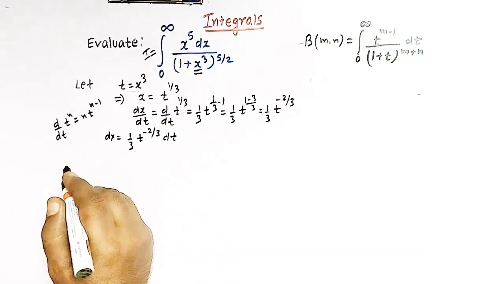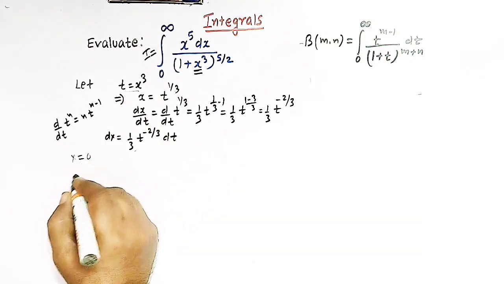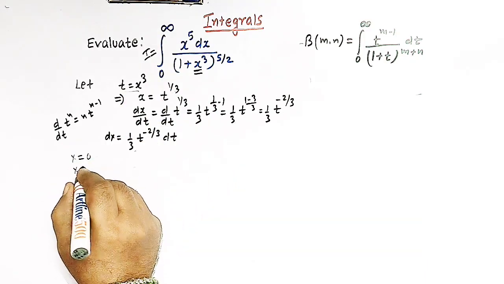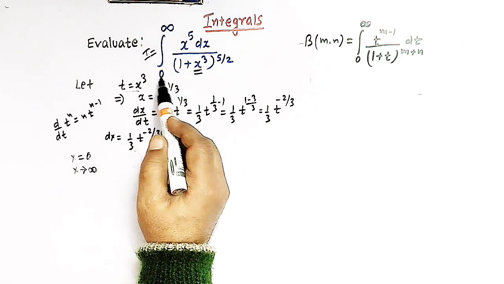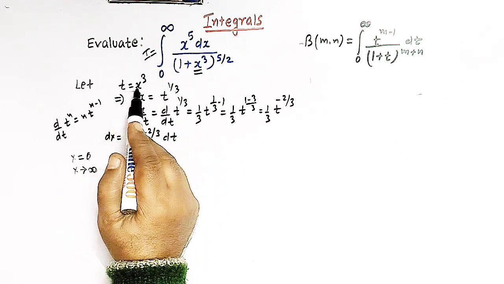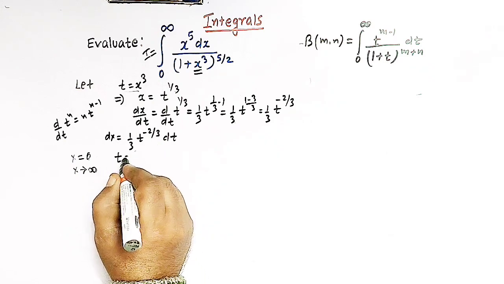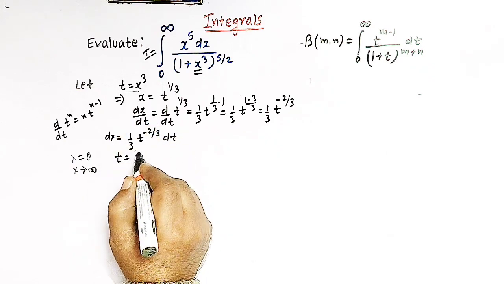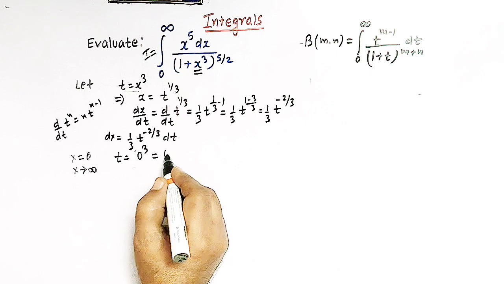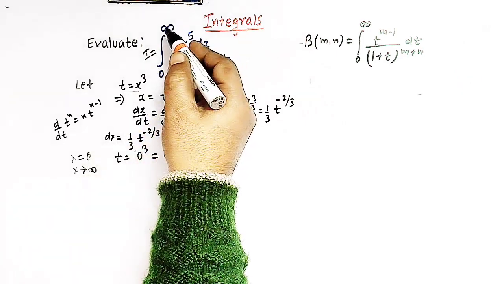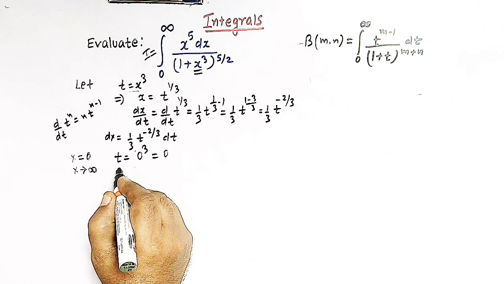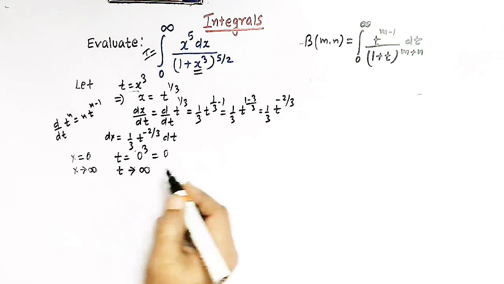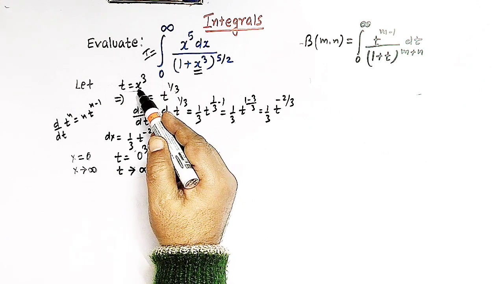So now let us change the limits accordingly. Here x varies from 0 to infinity. So when x is 0, the lower limit, the value of t can be obtained from this relation. So we have 0 cube, that is 0, and when x tends to infinity, that is the upper limit, then t also tends to infinity due to this result.